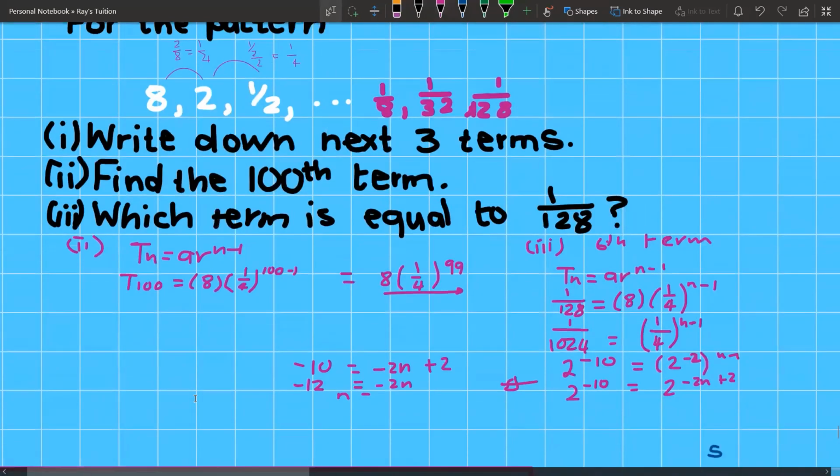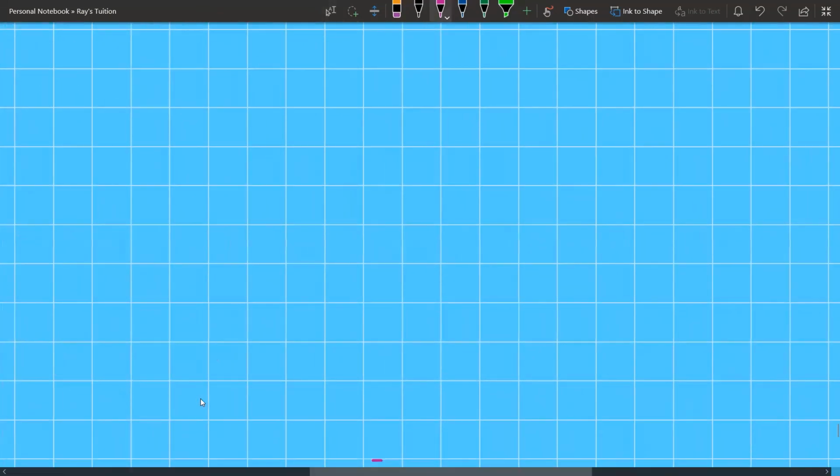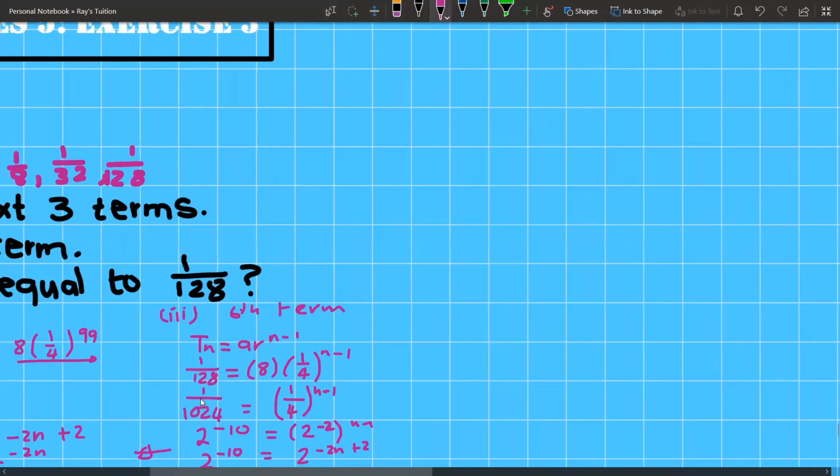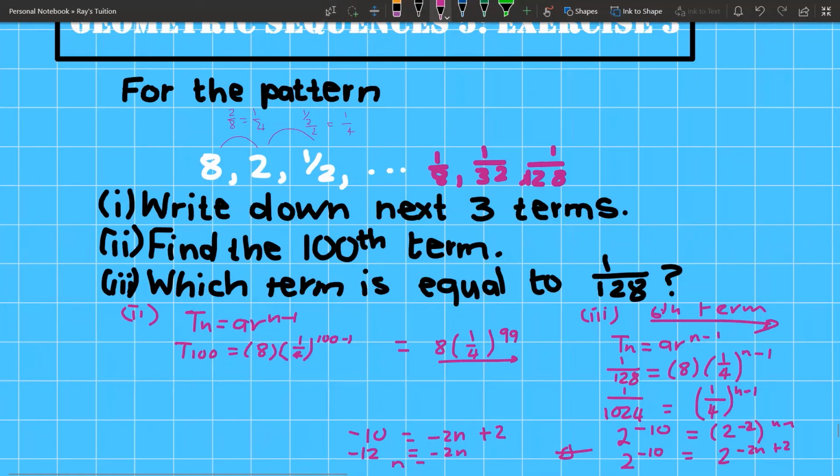Okay, sorry about that. So we get n is equal to 6. So that is how we do that. And so we get n is equal to 6 again. And that's how we do a typical question for geometric sequences.